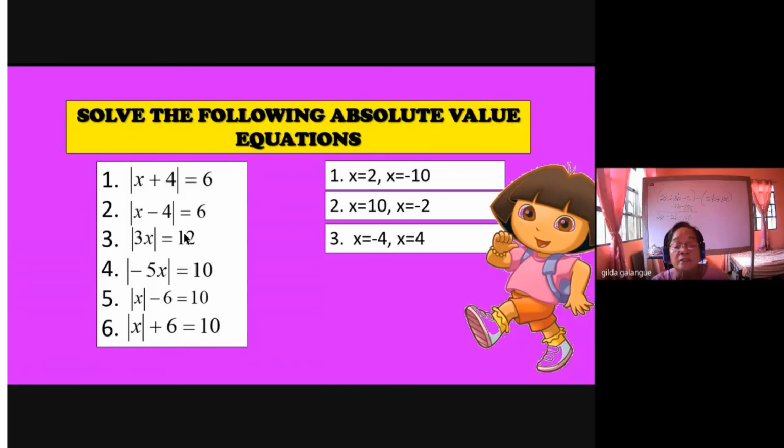We are in the next number. 3 times negative 4 is negative 12. And the absolute value of negative 12 is 12. 3 times 4 is 12. The absolute value of 12 is 12. We are in the next number. We have negative 5 times negative 2 is positive 10. And the absolute value of positive 10 is 10. Next, negative 5 times 2 is negative 10. And the absolute value of negative 10 is 10.